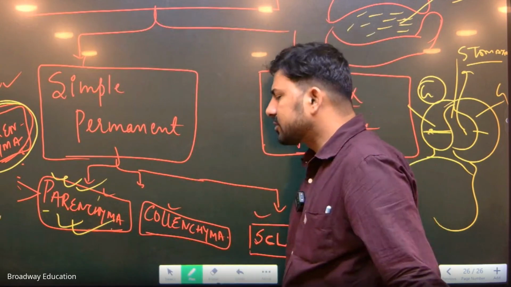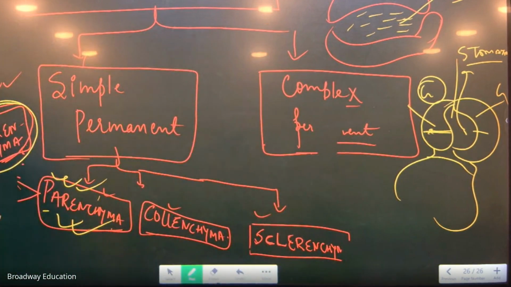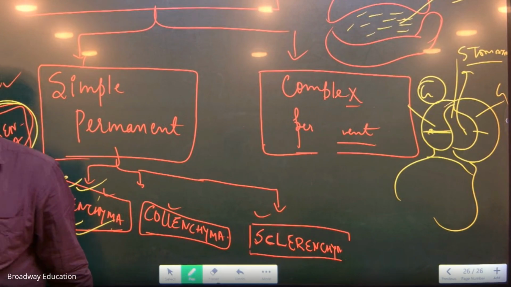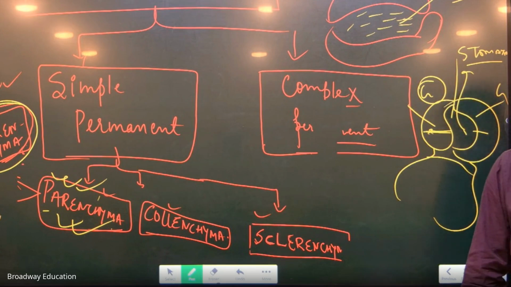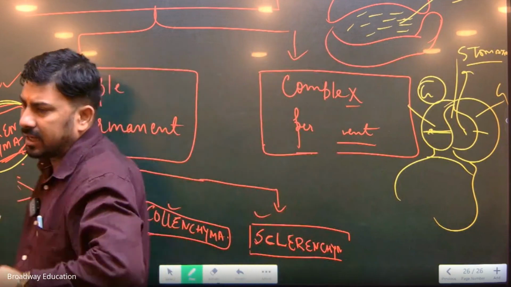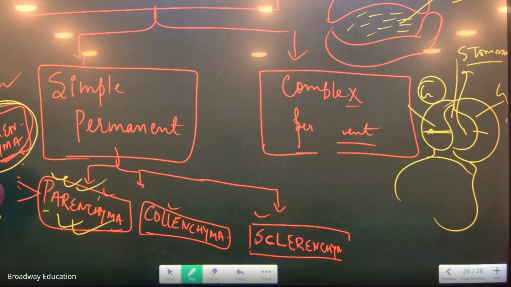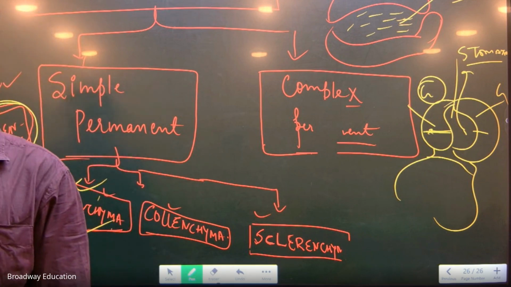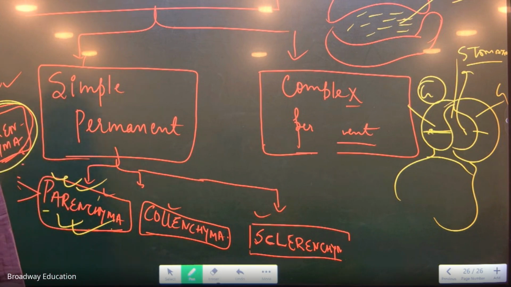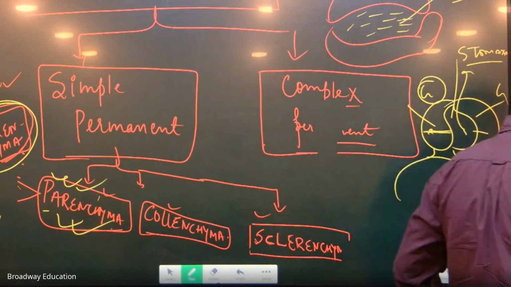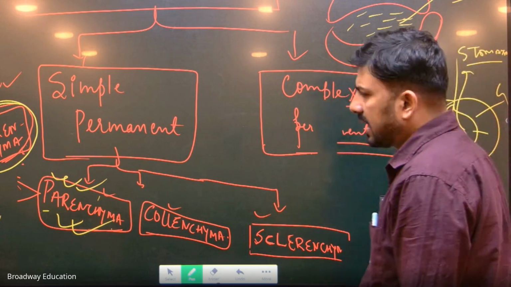After this, we have collenchyma. Please write it down. Collenchyma tissues provide flexibility to the leaves and stems and other various parts of the plant.